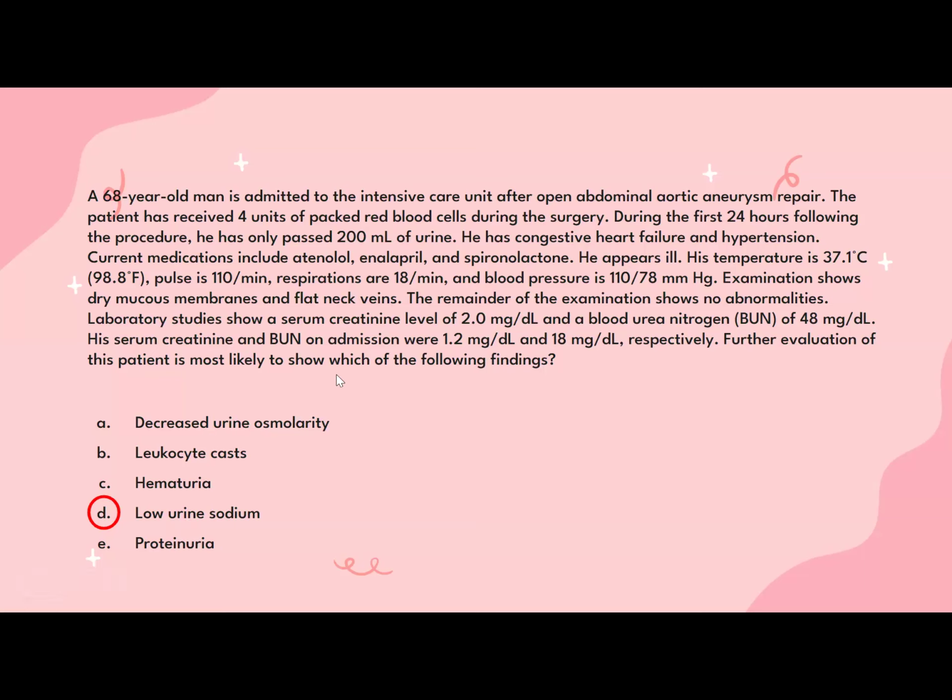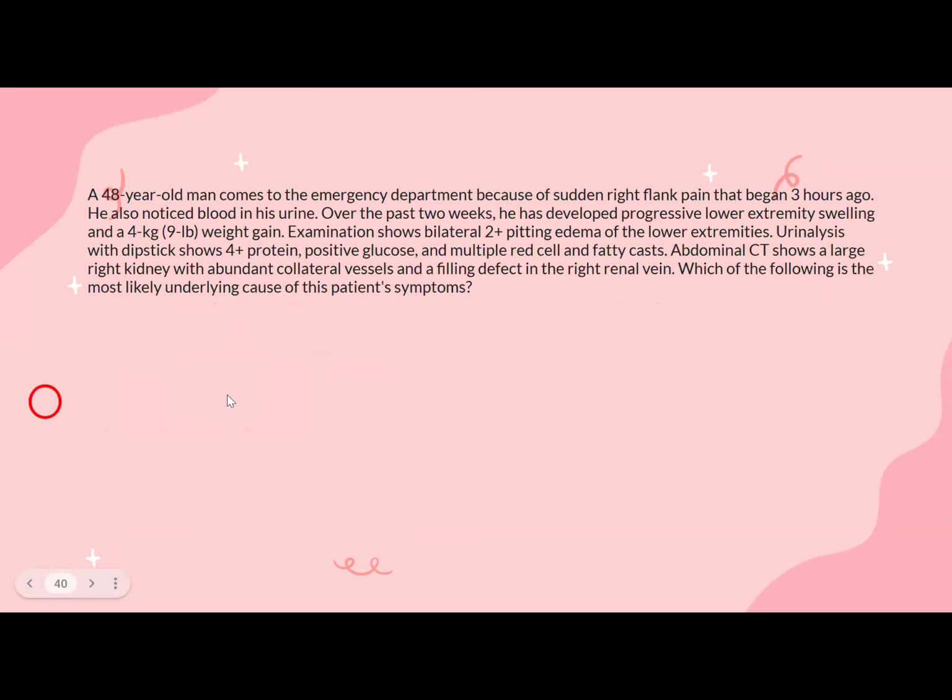If your body senses that the volume of blood is low, it would reabsorb more water. And so when you're reabsorbing all of the water, all of the electrolytes get left behind in the urine, and so the osmolarity, or the concentration, is very high. We're not expecting leukocyte casts, that would more so be pyelonephritis, that would be UTI. We're not expecting hematuria, that is more so nephritic syndrome, and proteinuria is nephrotic. We're not expecting that, honestly.